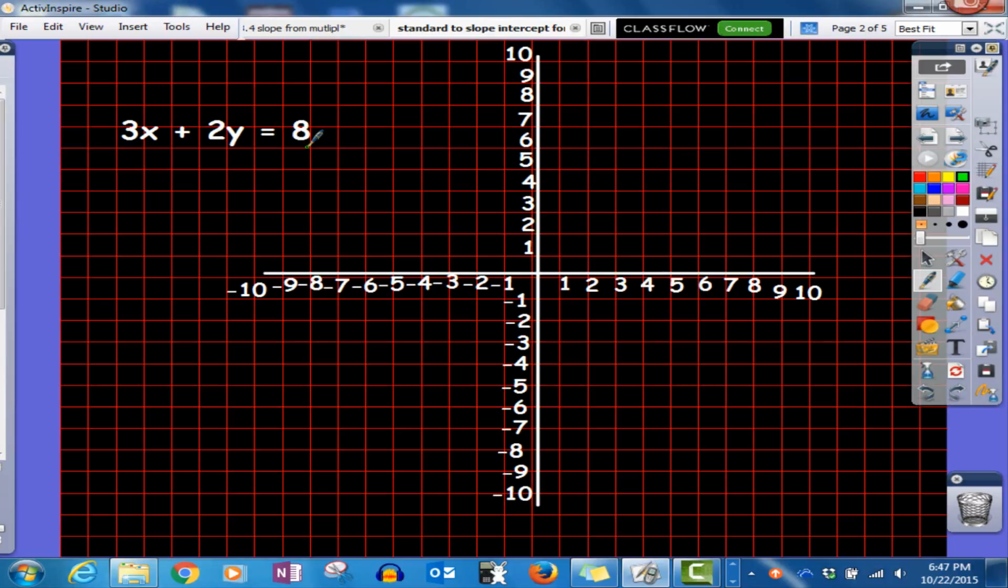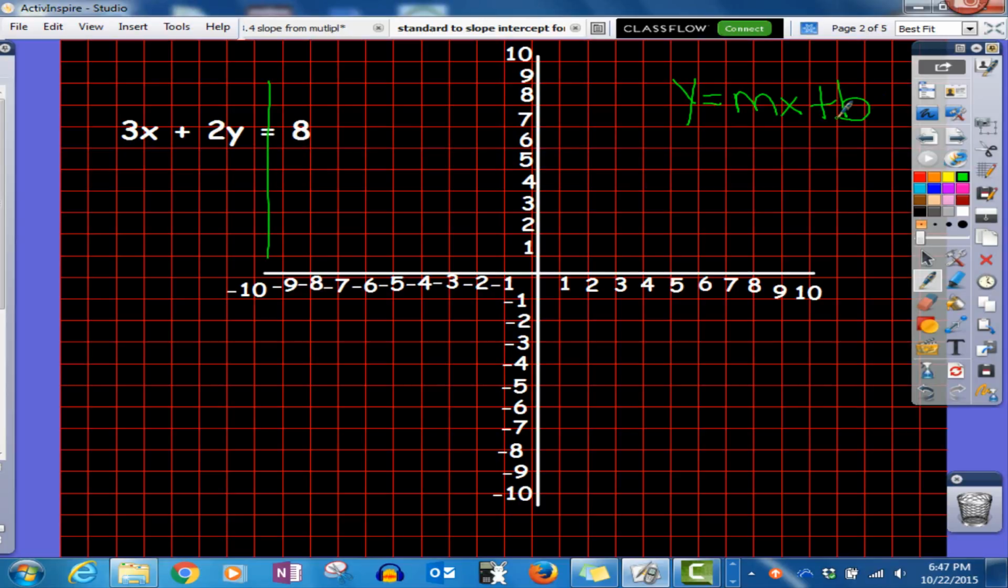So the first thing I want to do when I look at this, I see I need to get it into y equals mx plus b form. So I have y equals mx plus b. And it's okay to go ahead and write that down, because then you have a visual to look at as you actually work through the problem.